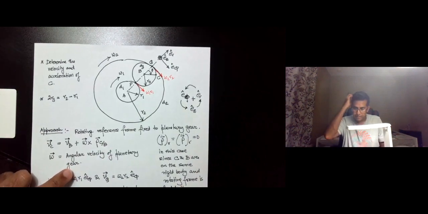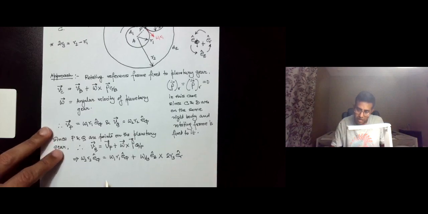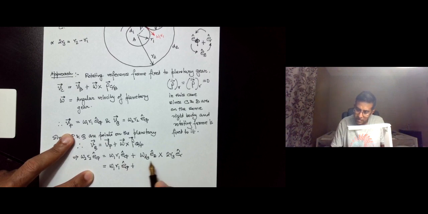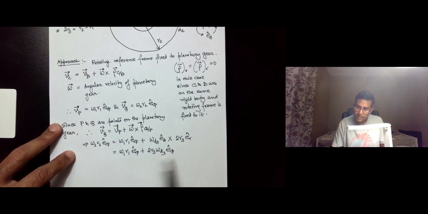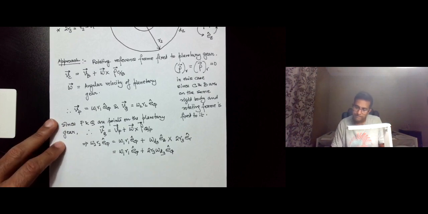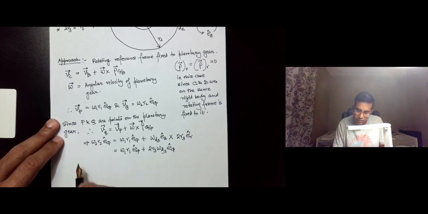And so this is the sequence in which we will carry out the cross products. So the right hand side of this equation then is omega 1 r1 e phi plus 2 r3 omega d3, and Ez cross Er is going to be E phi. So you can see that in this equation all the entries have the same unit vectors.